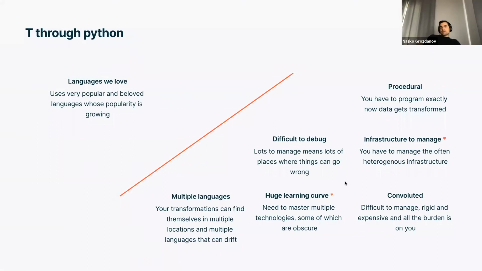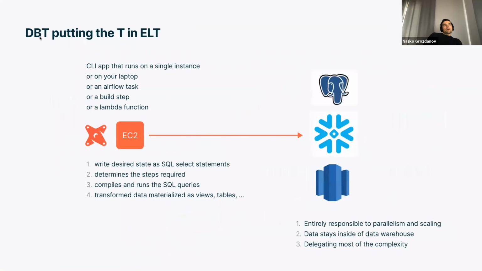And it feels like a big achievement when you're able to do it, but maintaining that over a long period is quite a strain, right? So that's why, if you compare this with using DBT, the approach is pretty different. So instead of managing all the parallelism and the complexity yourself and the infrastructure, essentially you have a CLI app that you run, in a build step typically, or even on your laptop.